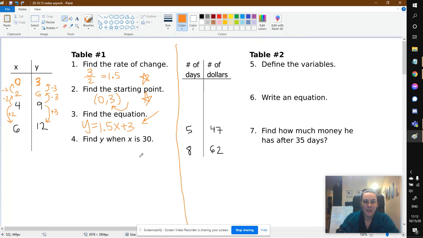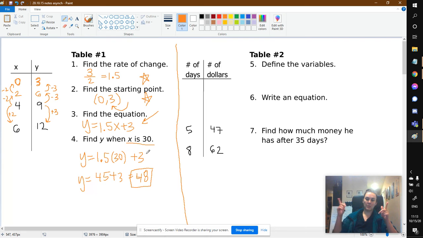Nice. The other question is find y when x is 30. We're just going to rewrite our equation, but instead of writing x, we're going to write 30. Okay, 1.5 times 30 is 45, plus 3 is 48, so our answer is 48. Boom, boom, boom, boom, boom. Love it. All right, let's do the next one.